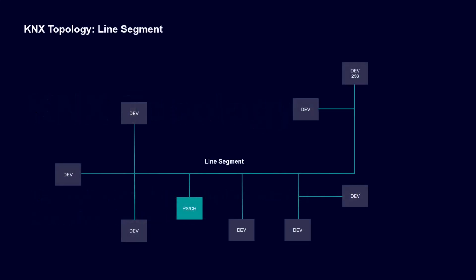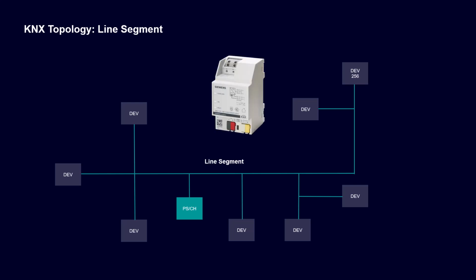Let's start with the smallest unit of KNX topology, the line segment. Such a segment includes a KNX power supply, abbreviated here as PSCH. This power supply provides the necessary bus current for all devices, DEV, within the segment, and is available in various power ratings, for example 320 or 640 milliamps. This can vary according to project requirements. Later, we will take a closer look at the different types and variants.